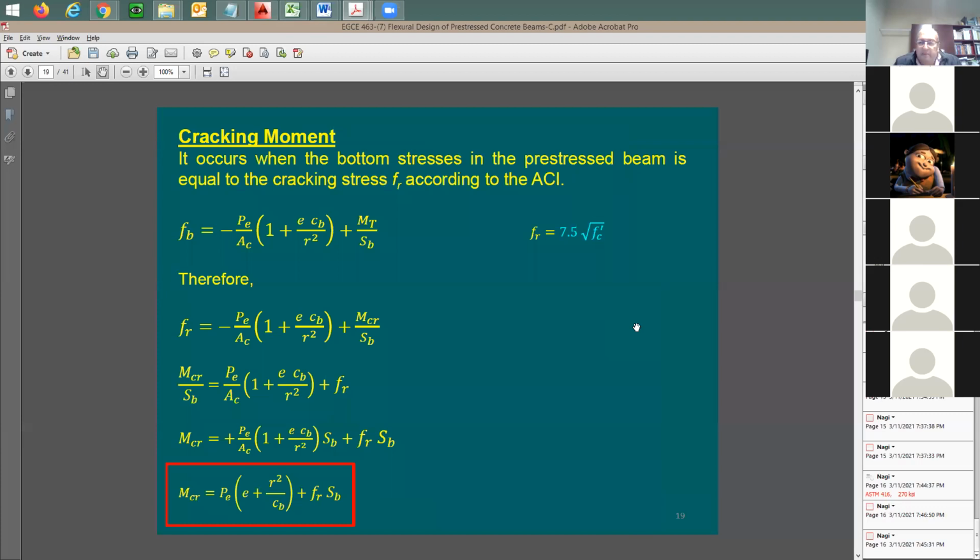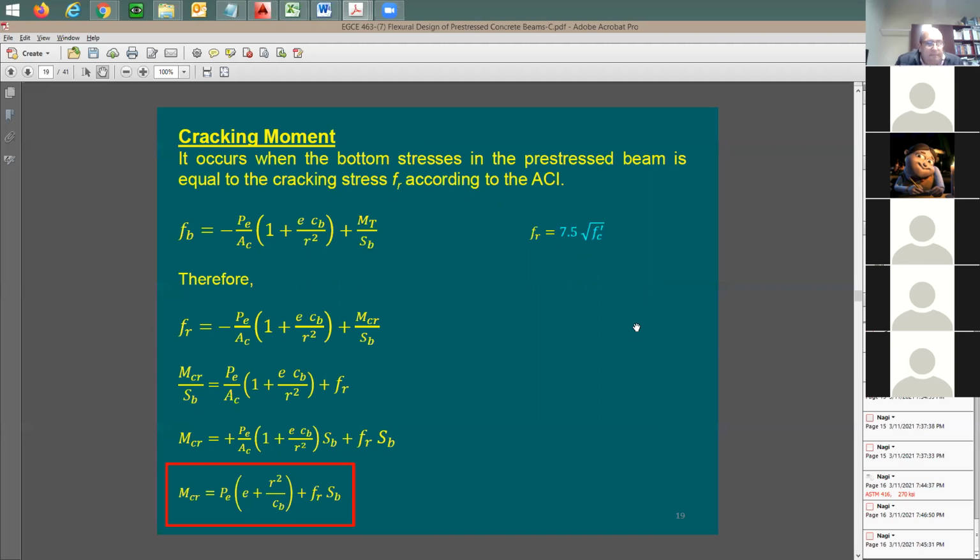Now let me see what moment I need to determine if I'm doing a design for a pre-stress beam. The first one is going to be the cracking moment. I'd like to evaluate the cracking. I need to know when the cracking is going to happen, because in certain cases I'd like to have an uncracked beam, and I want to be sure that the beam is not going to be loaded to the cracking point. This is number one.